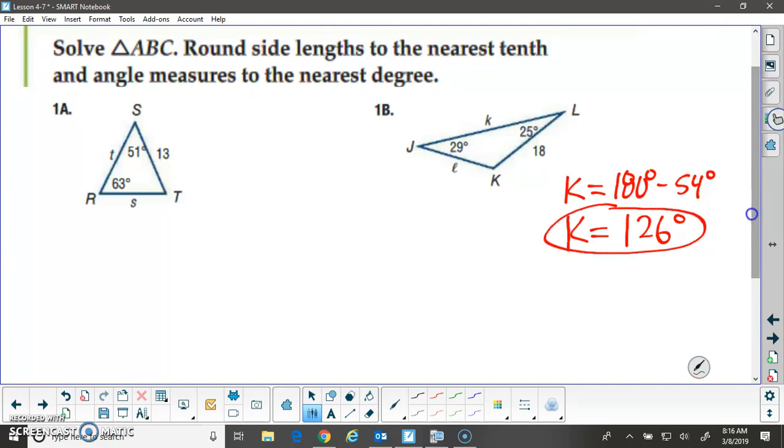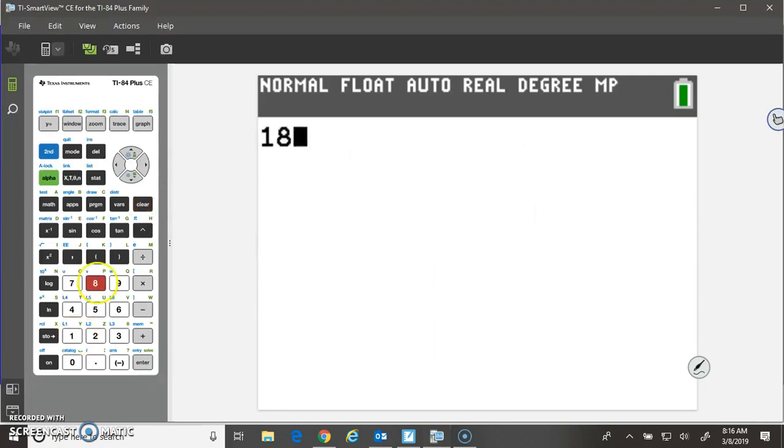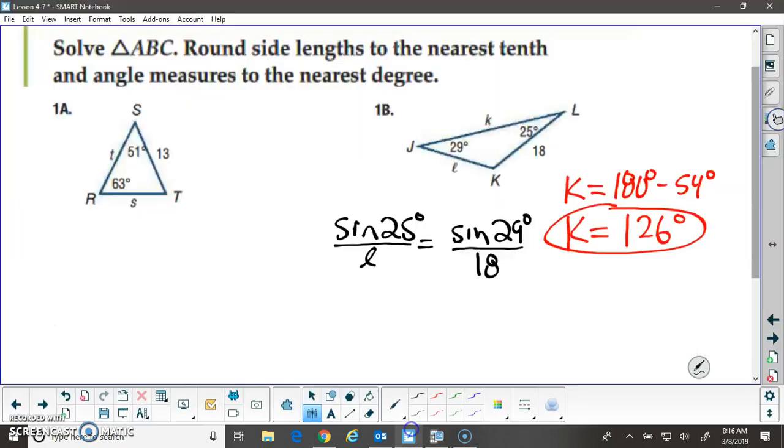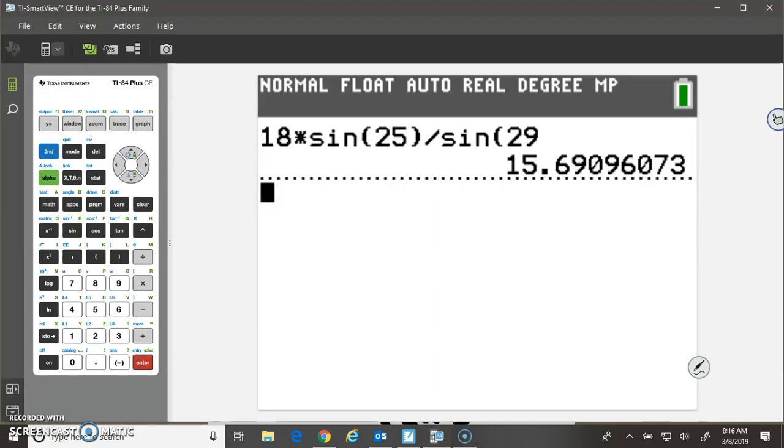Now we'll use the law of sines to find the two missing sides. So the sine of 25 degrees over length L would have to equal the sine of 29 degrees over 18. So then if we go to the calculator and cross multiply and divide, we'll take 18 times the sine of 25. And then we'll have to divide by the sine of 29. And that gives us 15.7.